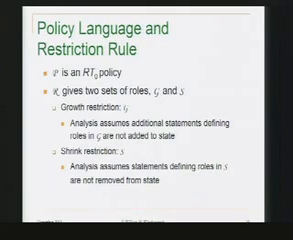So to make the problem concrete, we study it in RT0. And policy states are given by RT0 policies. The restriction rule that I talked about, which defines how policies can evolve in an uncontrolled way, is given by two sets. G, which is a set of roles whose definitions are assumed not to grow during the course of uncontrolled evolution, and shrink-restricted set S, which the analysis assumes will not have their statements removed or their definitions removed from the state.